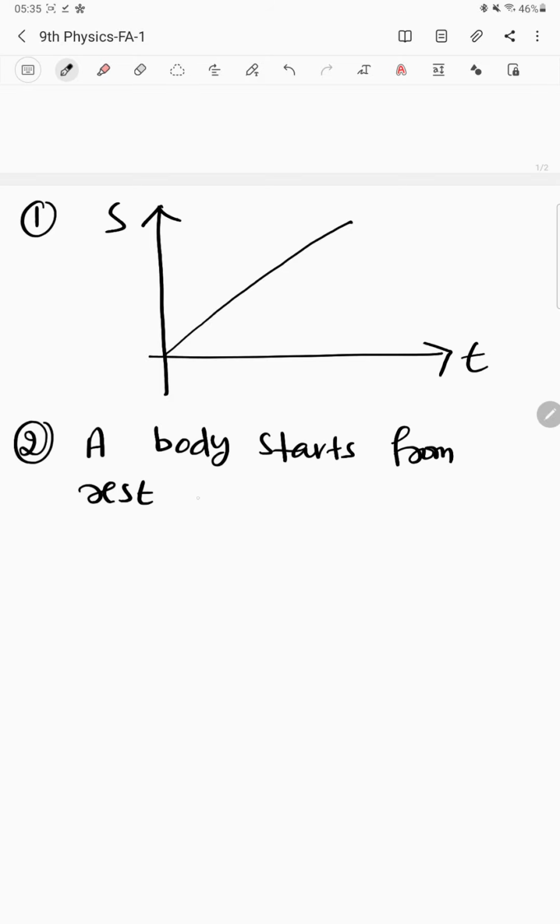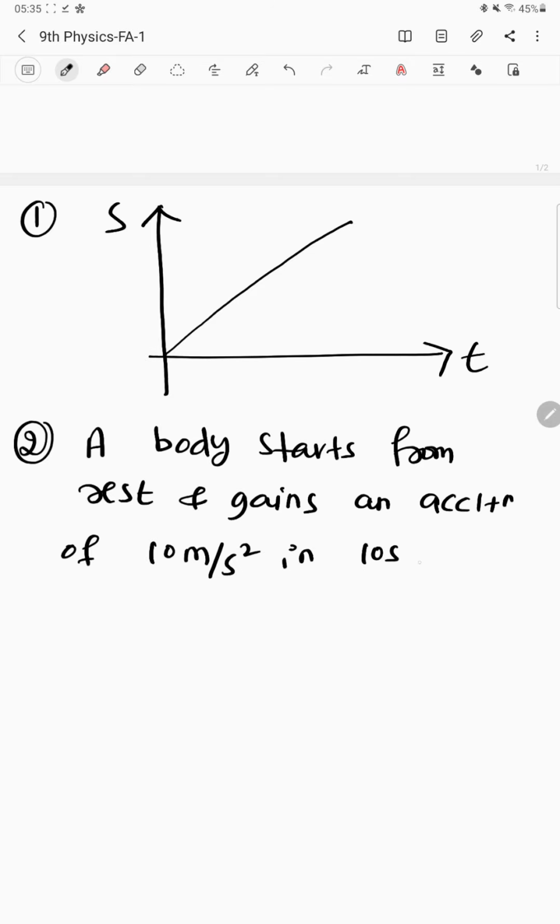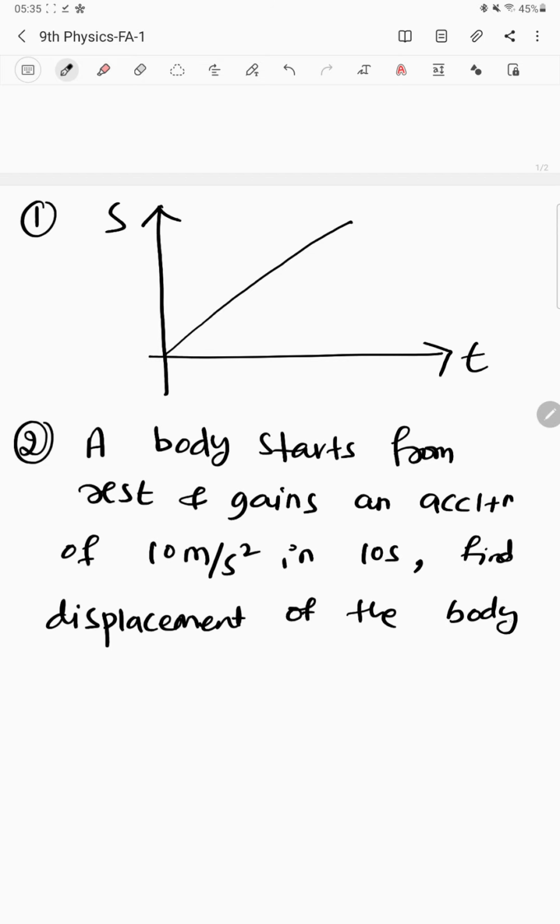A body starts from rest and gains an acceleration of 10 meter per second square in 10 seconds. Find the displacement of the body in this time period.